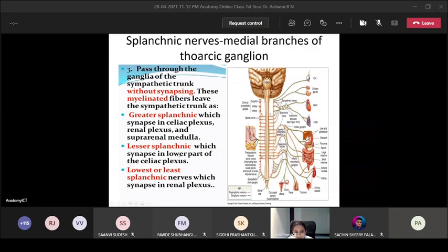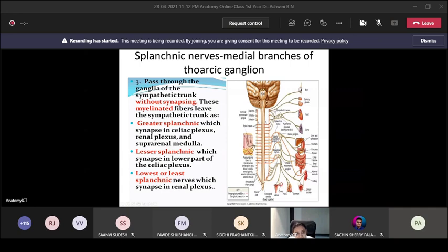They synapse in the lower part of the celiac plexus, and the lowest splanchnic nerve is formed by the T12 medial branches from the T12 thoracic ganglion. This synapses with the renal plexus. These splanchnic nerves supply the different organs in the abdomen. Splanchnic means related to the viscera.